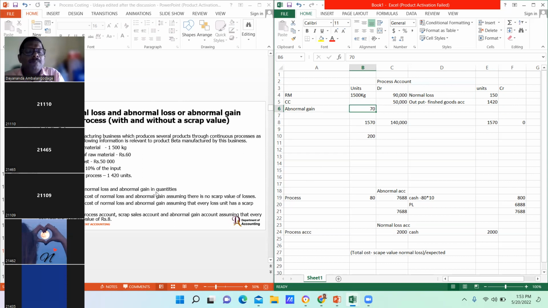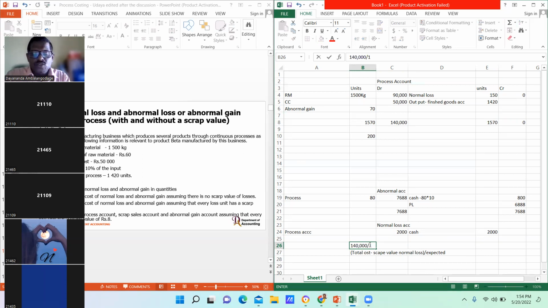Calculate the normal loss and abnormal gain in quantities. There's no scrap value here, so the value is 0. And our formula, you can remember, is total cost, less scrap value of normal loss, divided by expected units, right? So what is the expected unit here? Total cost is 140,000. I'm just putting it. There is no scrap value. What is the expected value?